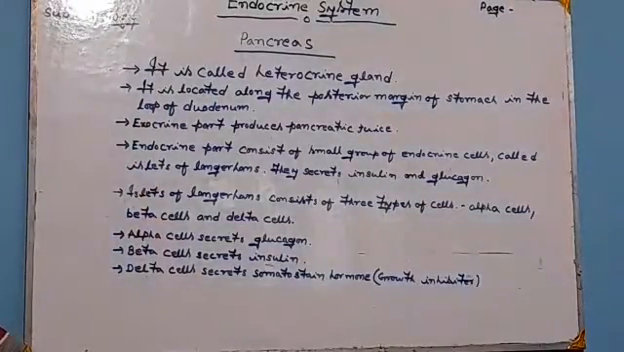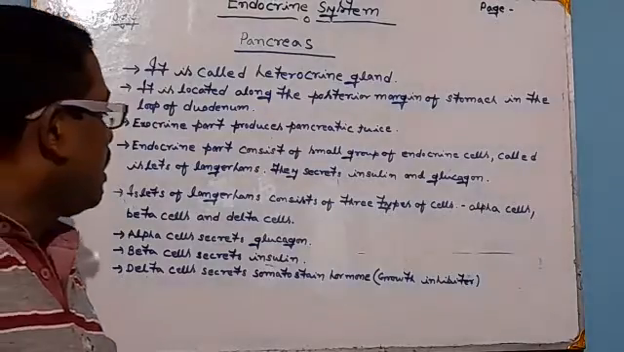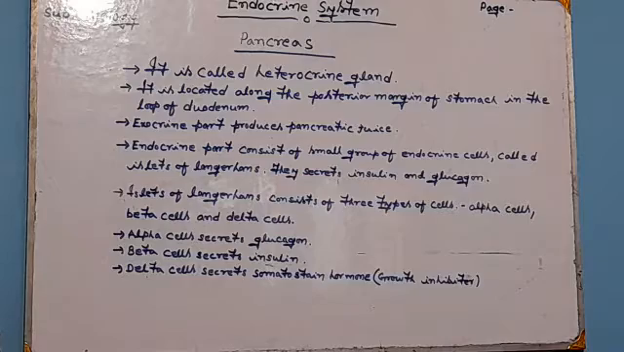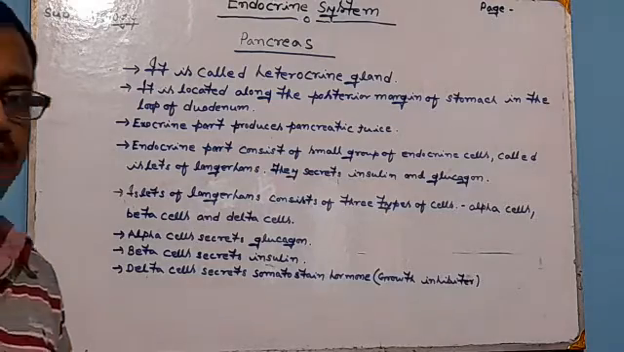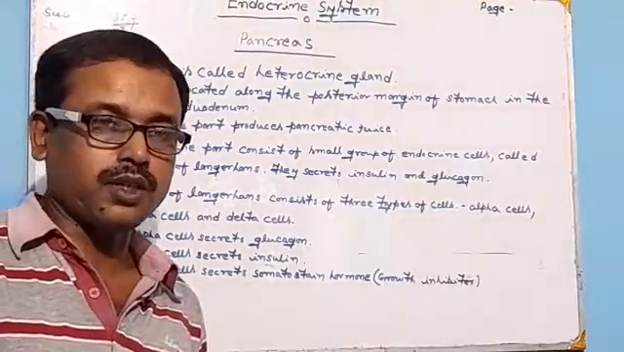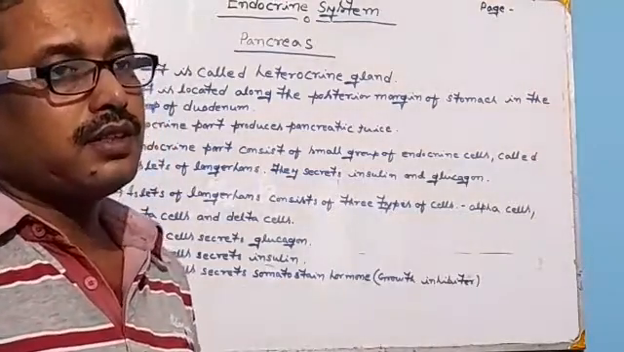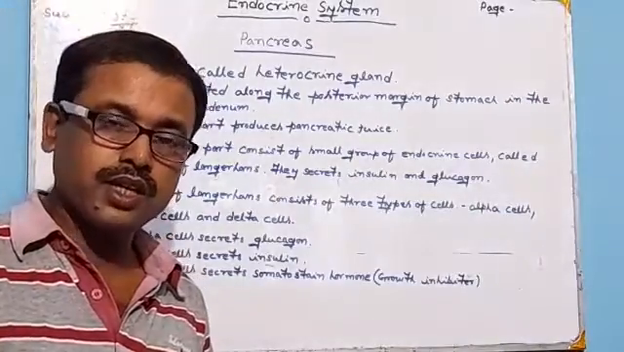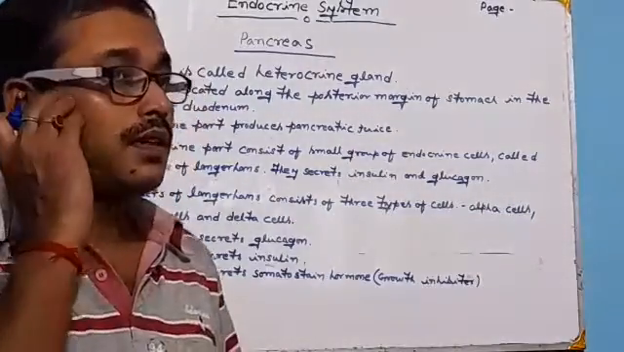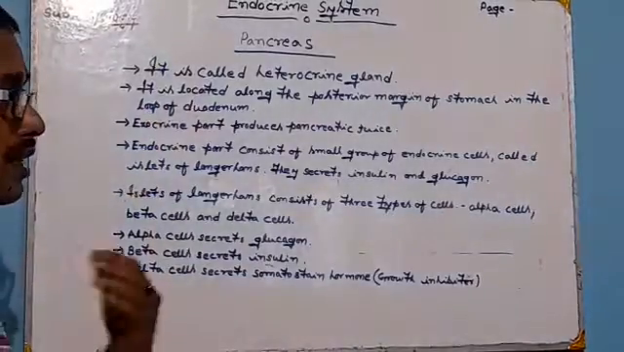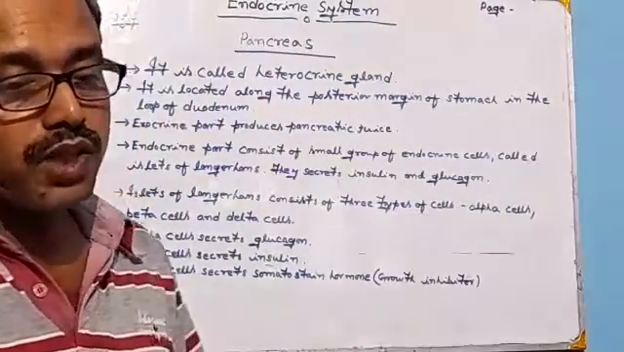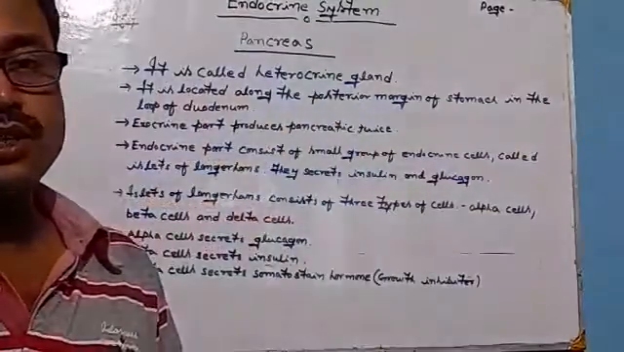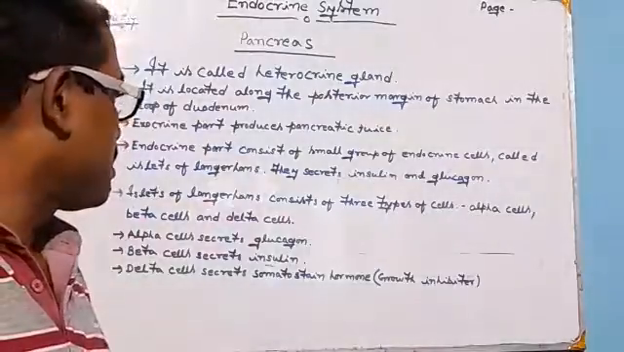On the other hand, delta cell secretes a hormone called somatostatin, which is also called the growth inhibitor hormone, because it reduces the growth of our body by influencing the thyroid gland to secrete less amounts of thyroxine hormones. Okay, it can also influence the islets of Langerhans so that it reduces the secretion of insulin, or growth hormone, etc. So that is why it is called a growth inhibitor. Okay.